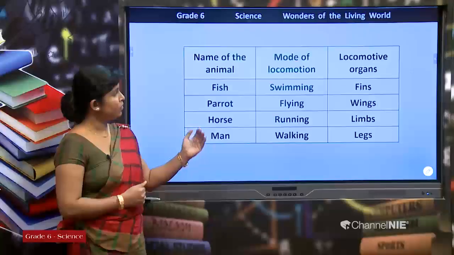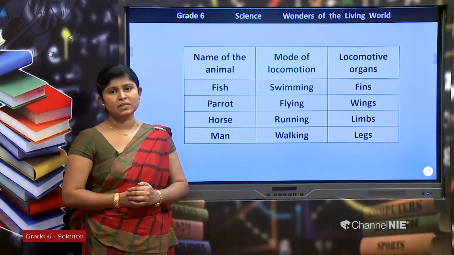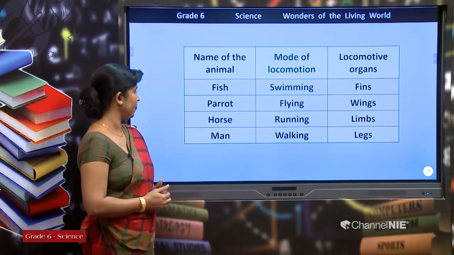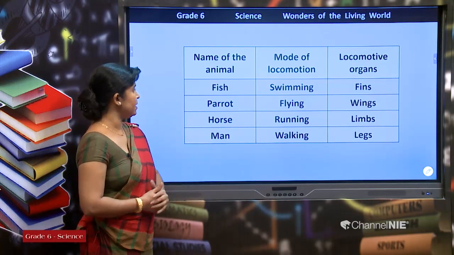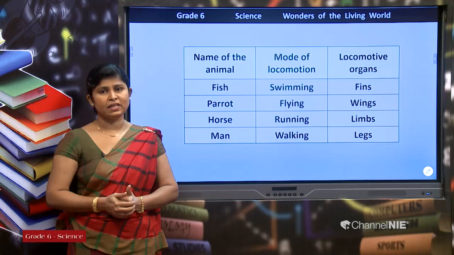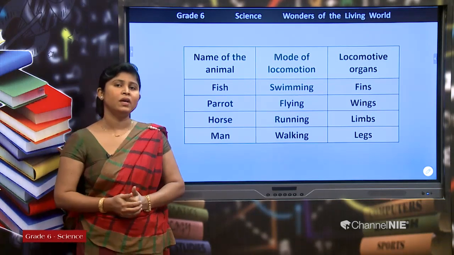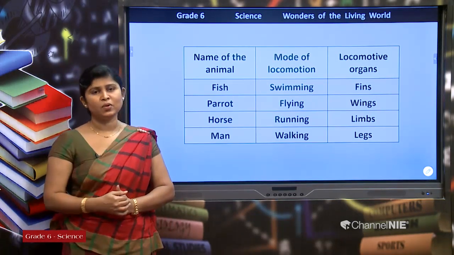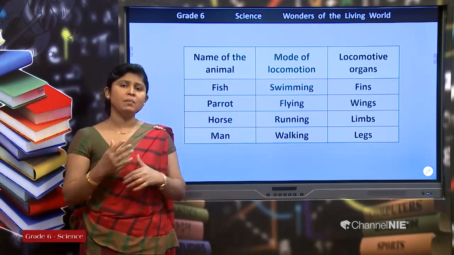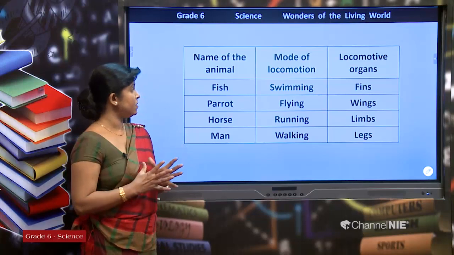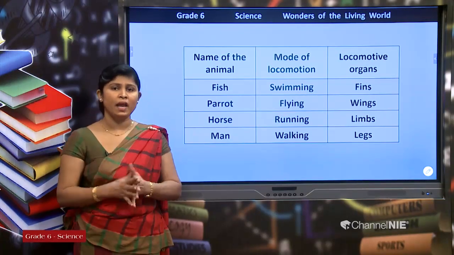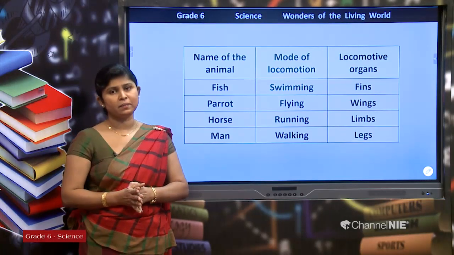Then the locomotive organs are limbs. The horse has limbs for locomotion. Then name of the animal is man. We all know that our mode of locomotion is walking and we have got 2 legs for locomotion, right. I think this table is summarizing different modes of locomotion and locomotive organs used by different animals for their locomotion, right.